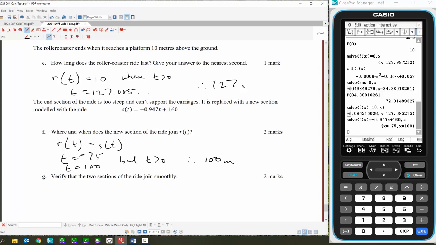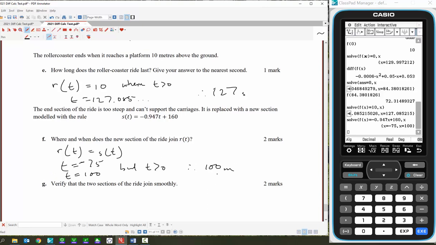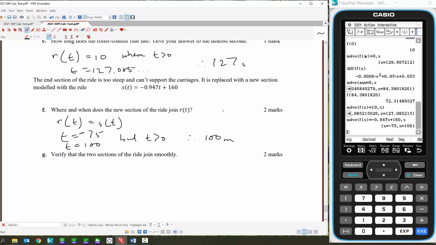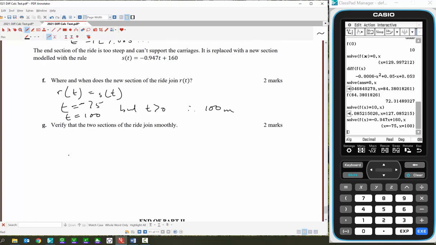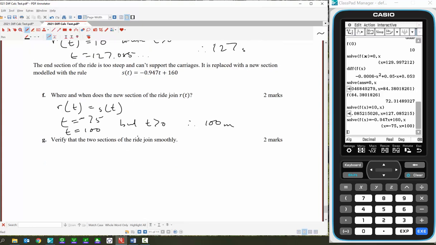So at 100 meters, they're going to be the same, well, they're going to join basically. So that means that they're continuous. Verify that the two sections of the ride join smoothly. So what we're going to do is test the limits of the derivatives.